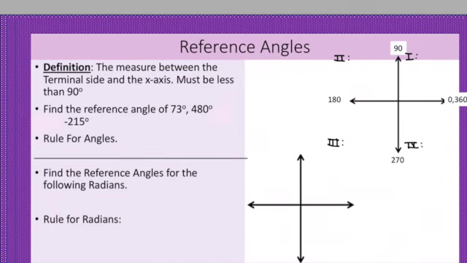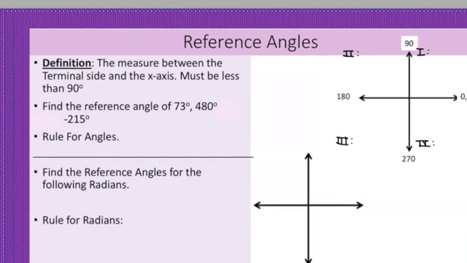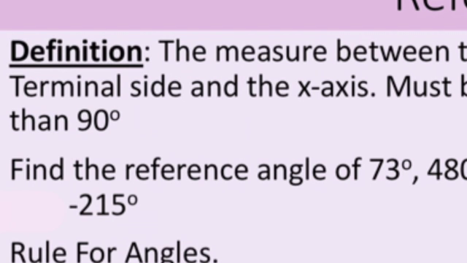So the last objective is to identify the reference angles of any angle. The definition is it's the measure between the terminal side and the x-axis. All reference angles are less than 90 degrees, or if we're in radians, it's going to be less than pi over 2.